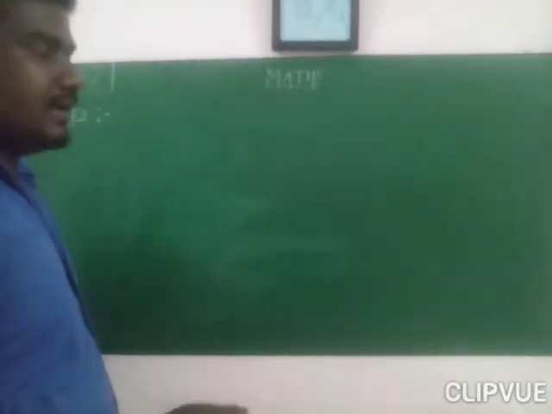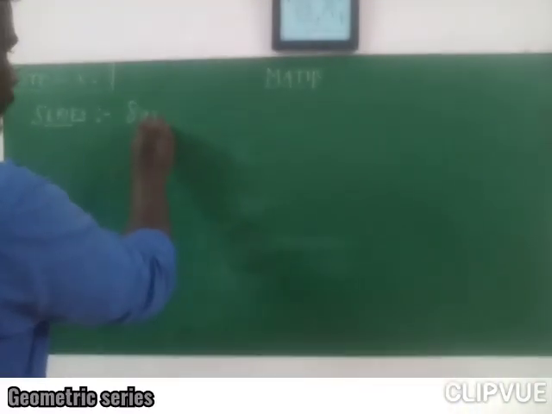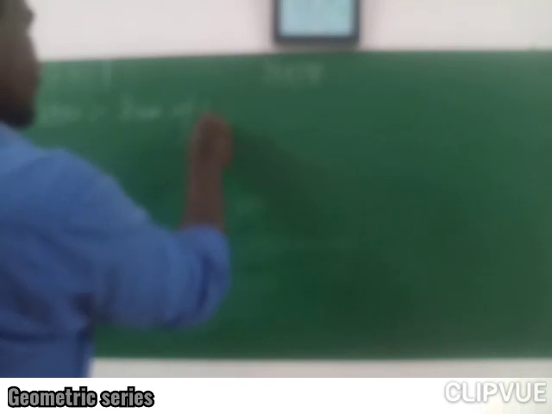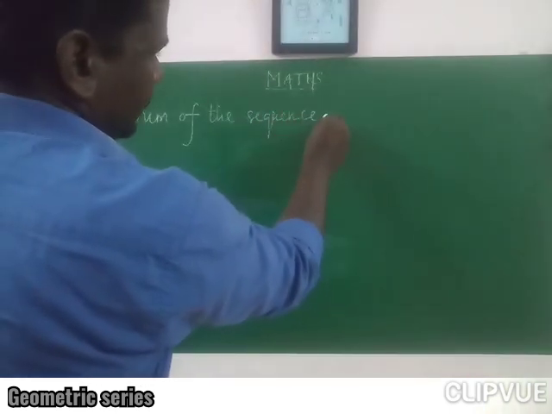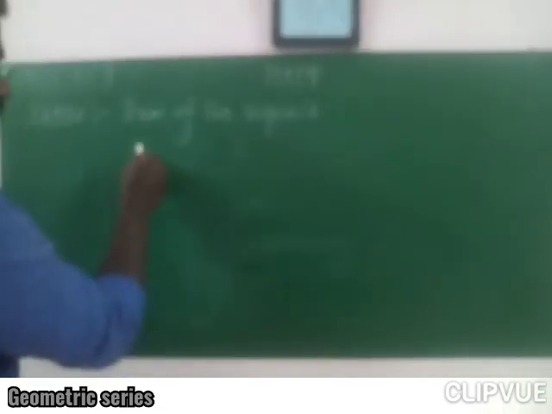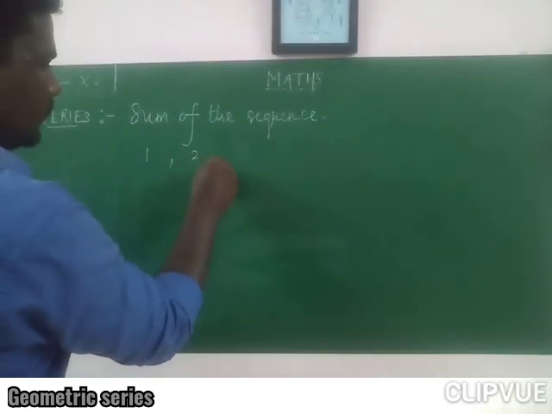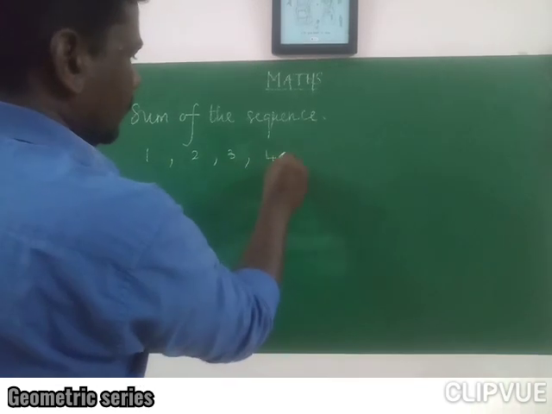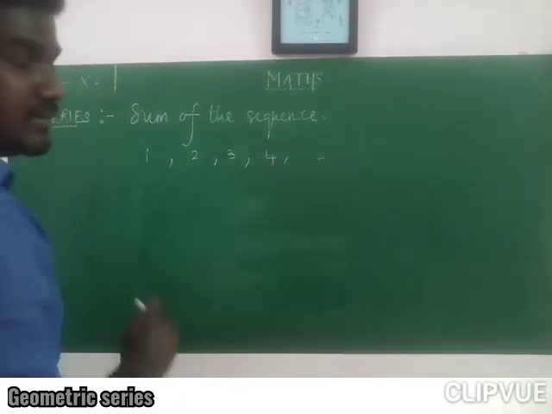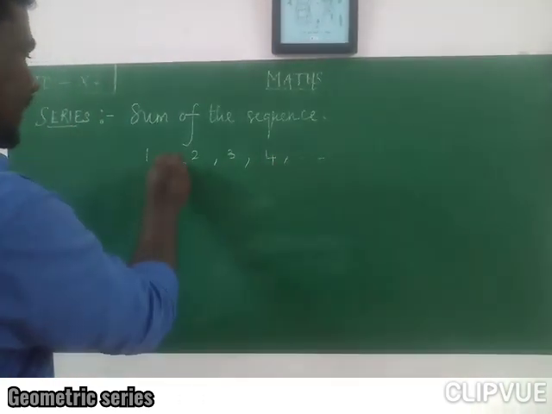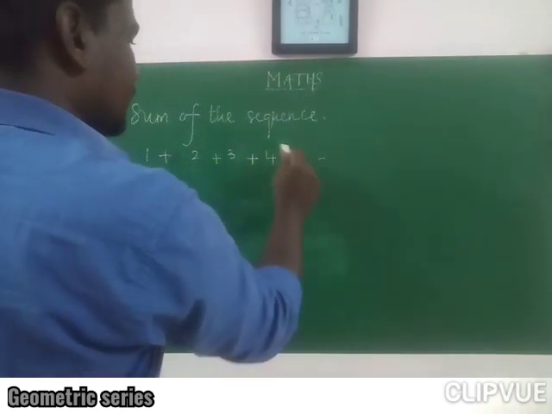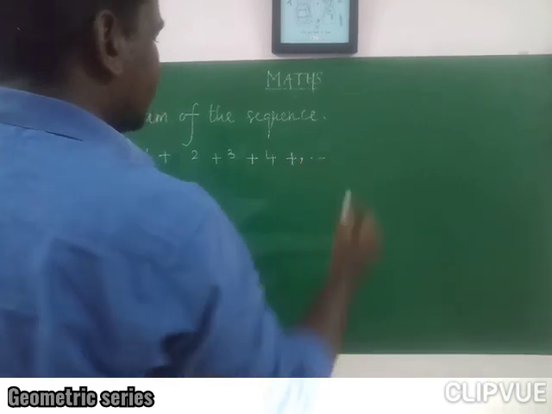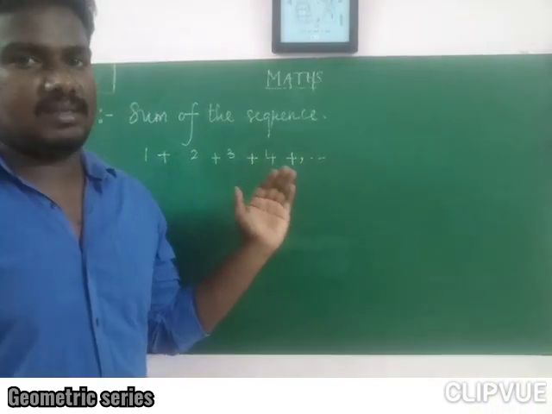Series is defined as the sum of the sequence. How can we write the sum of the sequence? 1, 2, 3, 4 and so on. This is called a sequence. If we add the terms, it becomes a series. It is called a series.